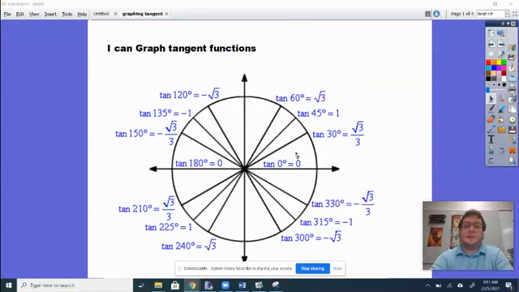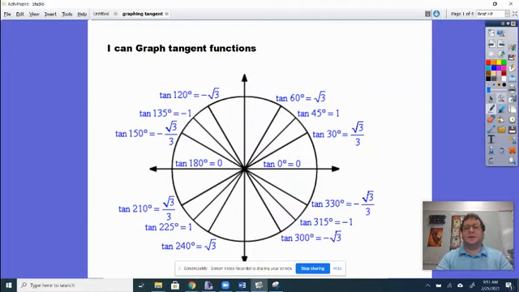Hey everybody, today we're going to be looking at graphing tangent. Graphing tangent is not too bad. It has a lot of similarities between sine and cosine, but we have some things that are a little bit different just because of the nature of tangent and how it works. So we go back to that unit circle for a second.